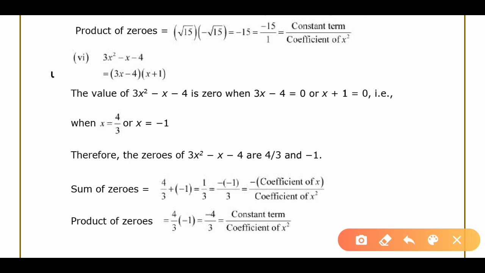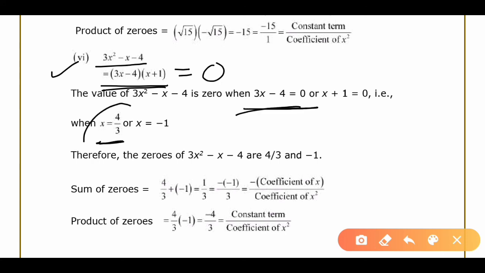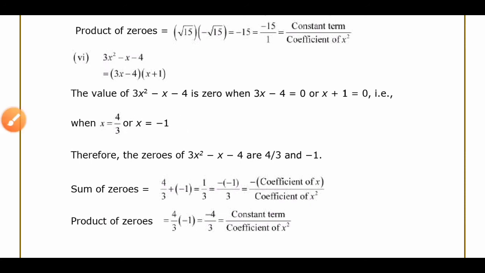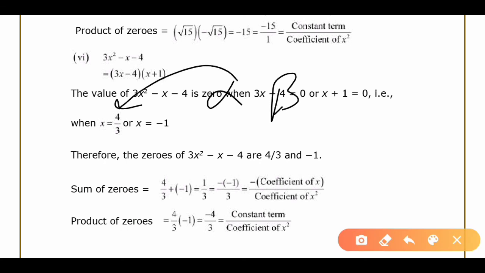Now next one is 3x square minus x minus 4. First of all, we'll find the factors of this equation, and the factors are (3x minus 4) into (x plus 1). And now for calculating the solutions, we'll equate it equal to 0. So we'll get two solutions. The first one is x equals 4 by 3 and the second one is x equals minus 1. Or we can denote them by alpha and beta. This one is alpha and this one is beta.